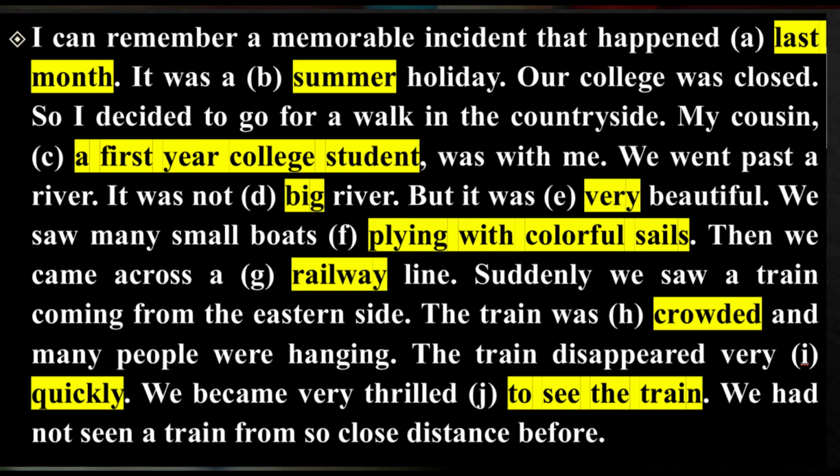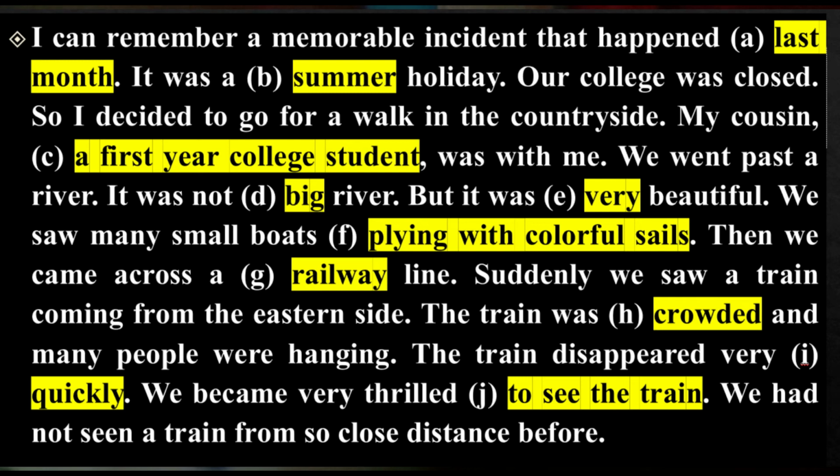Now see the next line. We went past a river. It was not dash river. What did you put here? Here we have written the answer like this: it was not a big river, as we are told to post modify the noun.